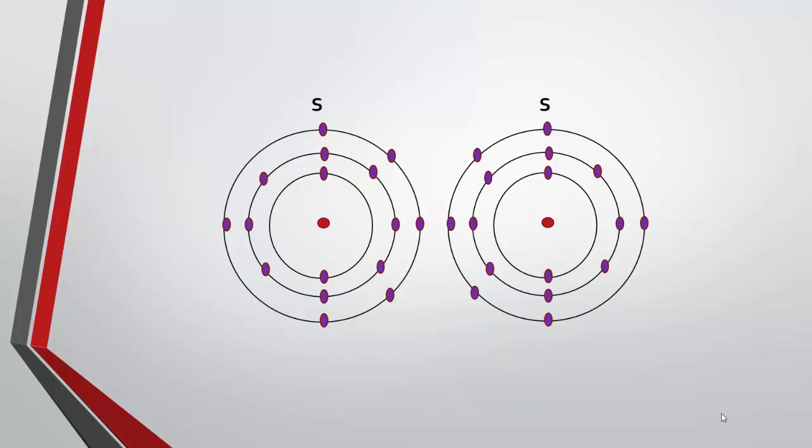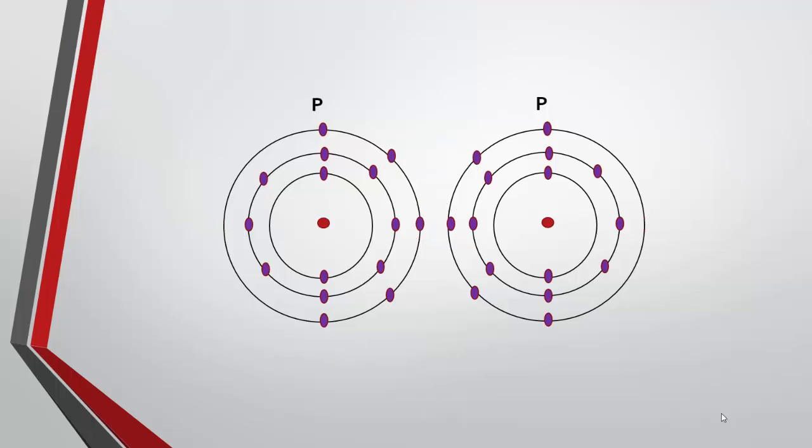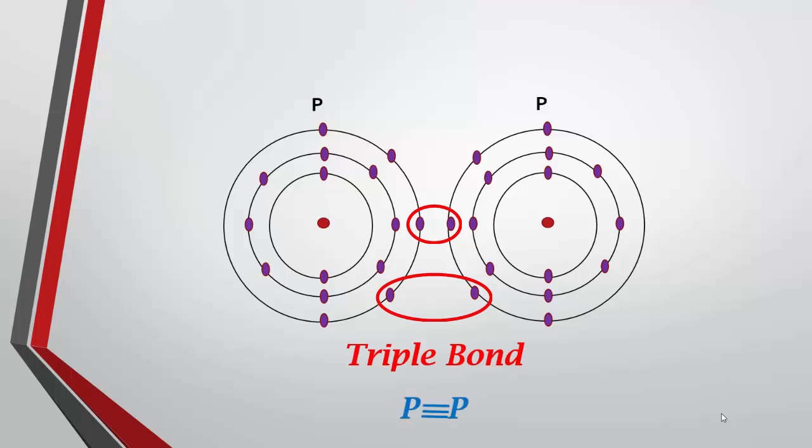Well, what about sulfur? Sulfur has 6 valence electrons. You really can't make an ion out of this for the same reason you couldn't with chlorine, but if you share 2 pairs of electrons, you now have a double bond, which would be shown like this. In double bonds, there are 4 electrons shared. Phosphorus has 5 valence electrons. You can share 3 pairs, that's a triple bond, and it will be demonstrated like this.